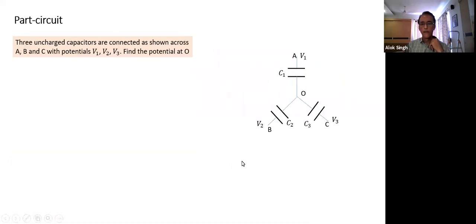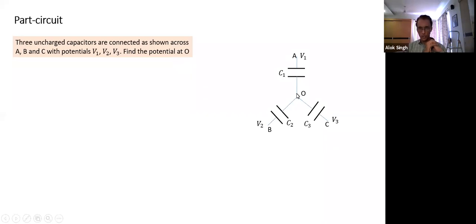Okay. Next one. This is something different, not a battery. Three points are given. This looks very strange. Three uncharged capacitors, and the important point is that they are uncharged, are connected as shown across points A, B and C. A has potential V1, B has potential V2, and C has potential V3. The capacitors are C1, C2, C3. We need to find the potential of point O.